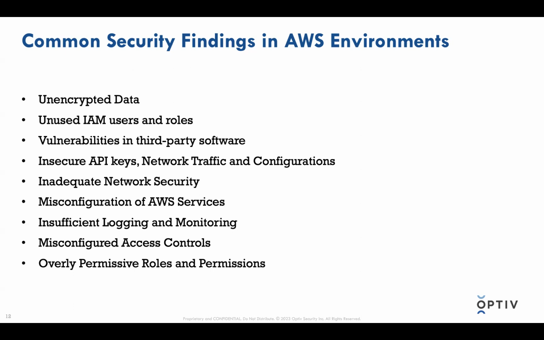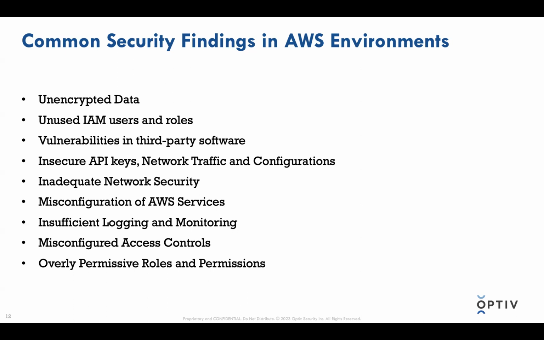Misconfigurations in AWS services were also identified during the assessment. Misconfigured services can create security vulnerabilities that can be exploited by attackers. Regularly reviewing and validating your service configurations will help ensure a secure AWS environment. Insufficient logging and monitoring practices were also observed. Inadequate logging and monitoring can hinder detection and response to security incidents. Implementing robust logging mechanisms and establishing a comprehensive monitoring strategy will enable timely detection and response to potential security events.